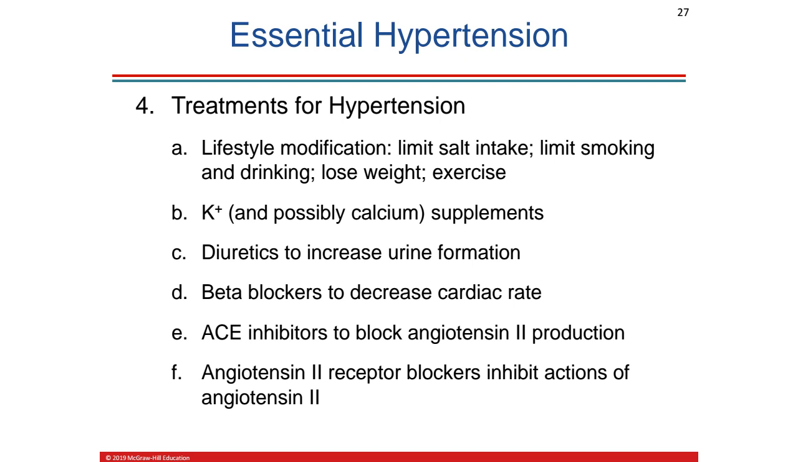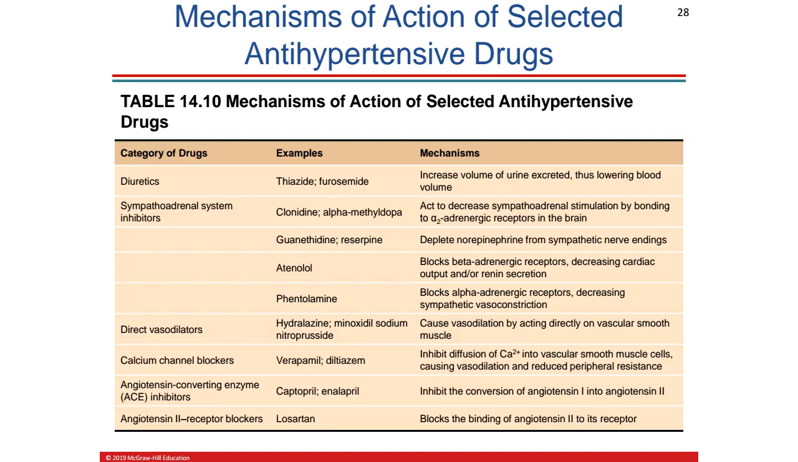Finally, another class of drugs, and there are many different ones in this class, are angiotensin II receptor blockers. These blockers bind to the normal receptors for angiotensin II, and they prevent the vasoconstrictive effect of angiotensin II, and they also prevent the ability of angiotensin II to stimulate aldosterone secretion. This table describes various categories of drugs that have antihypertensive effects.